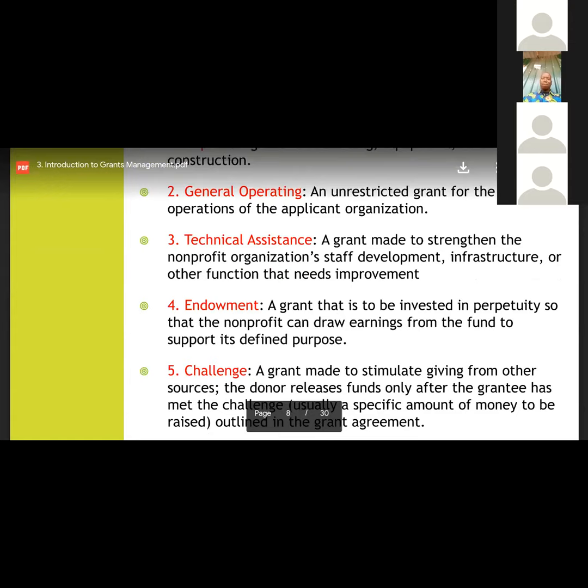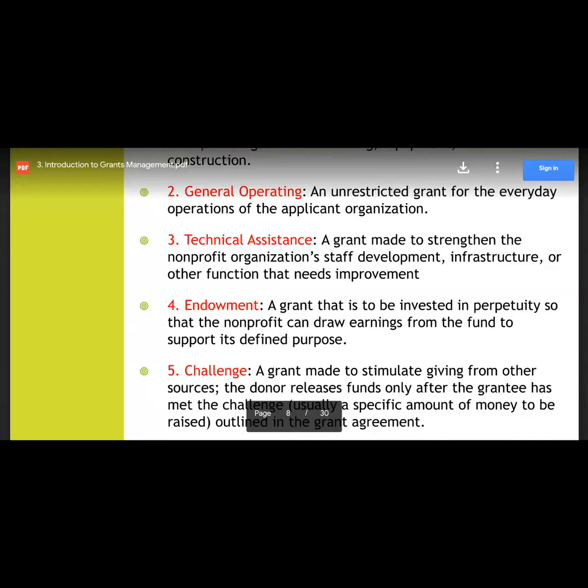to get some improvement. Then there's also what we call an endowment grant, which is a grant that is invested in perpetuity so that the nonprofit can draw earnings from the fund so that it can support its defined purpose as expected. So this is an investment that is done in perpetuity so that a particular nonprofit can draw earnings from that. So it is important that we are able to do that.